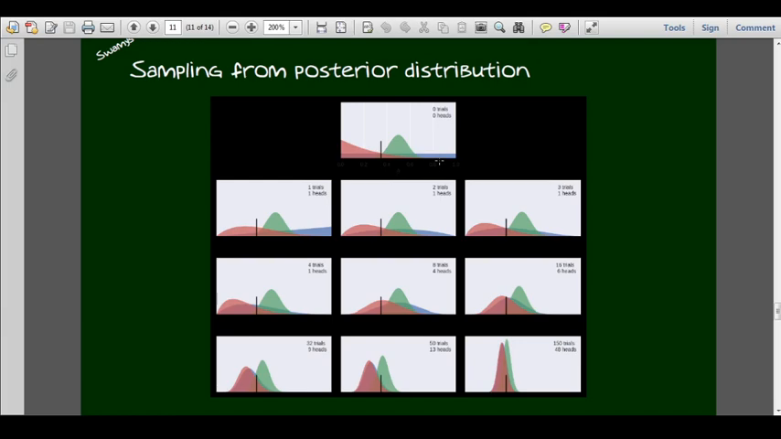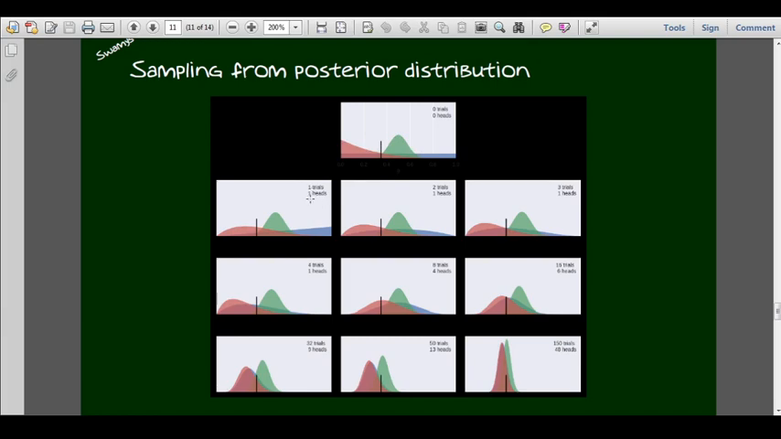Here we have red, green and blue. That means I am using a combination of 3 priors. It's a mixture model. I am taking 3 priors, then I get the posterior distribution like this, a spread of these 3 distributions.